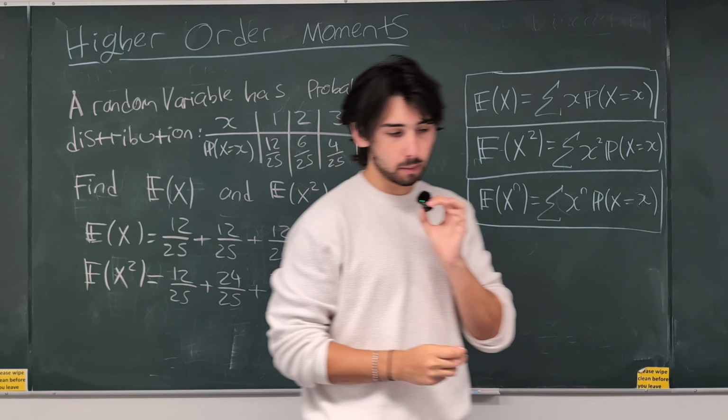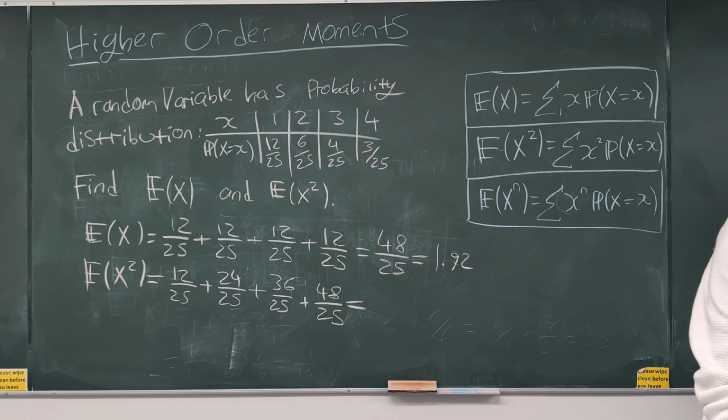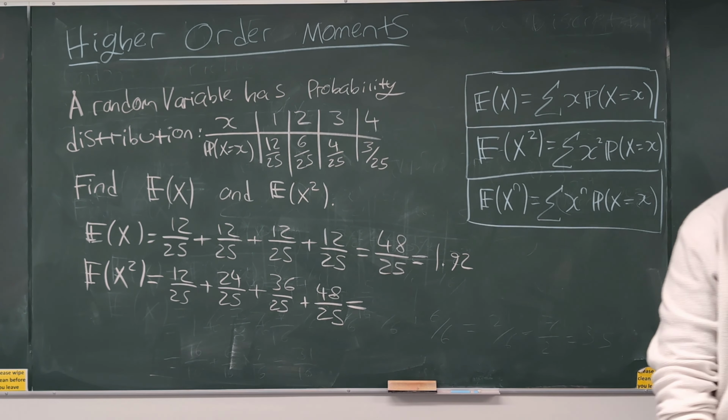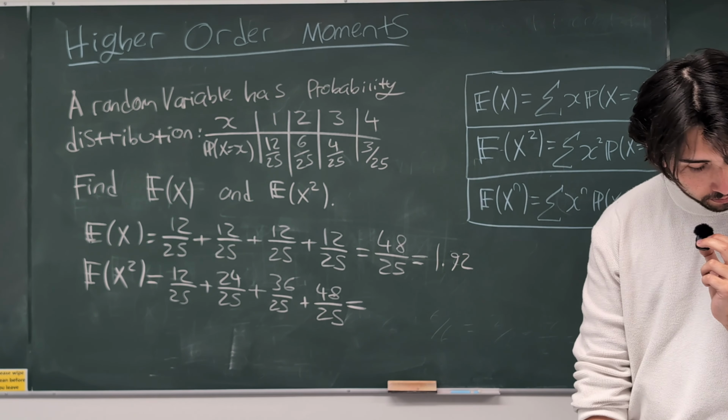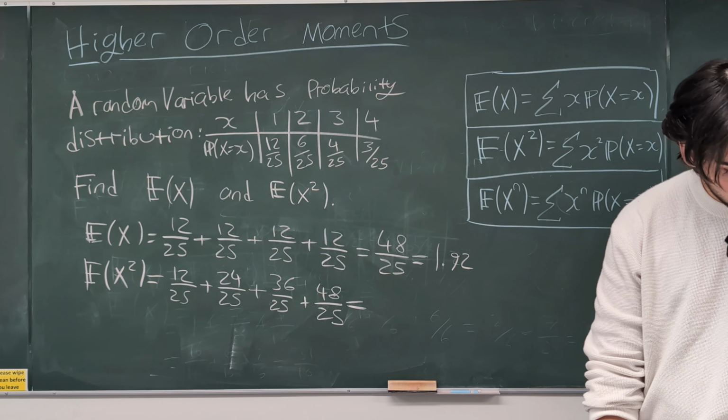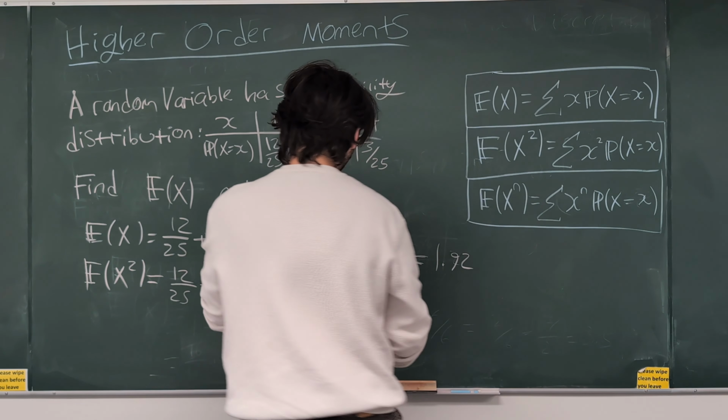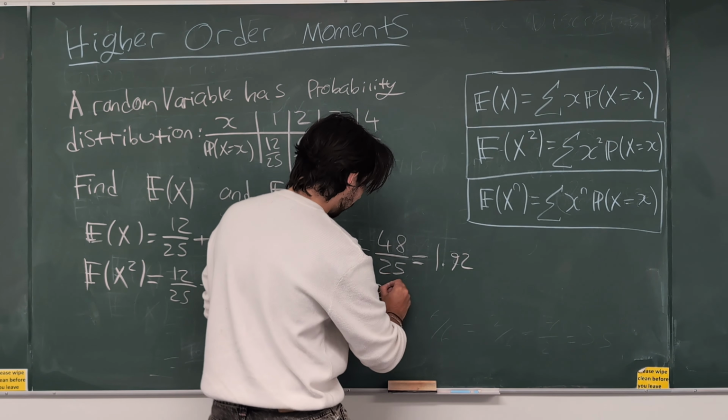And again, just looking at my notes to save time, that ends up being a fraction that simplifies to 24 over 5, which is 4.8. So 24 over 5 is what all of this simplifies to.